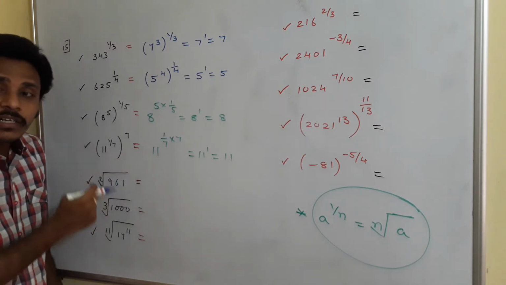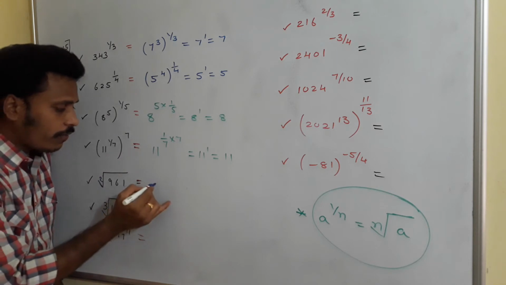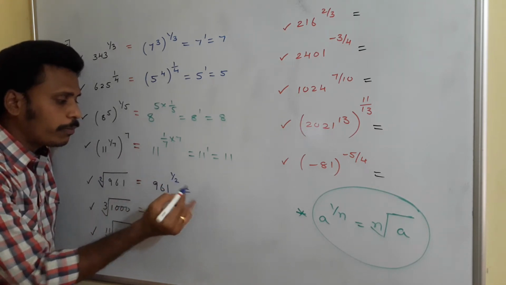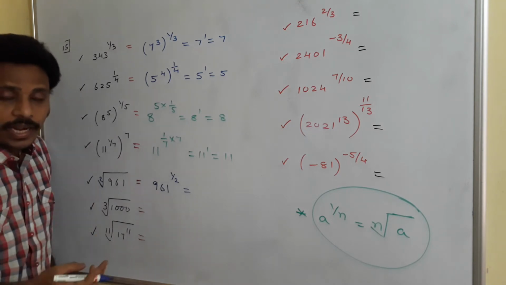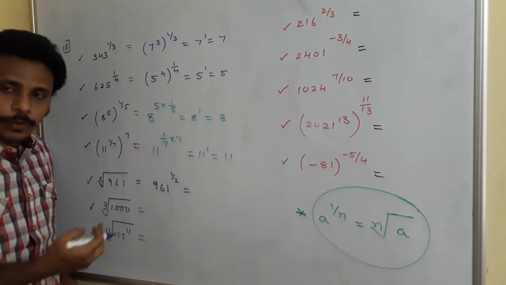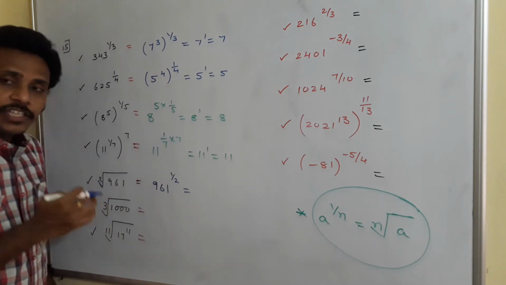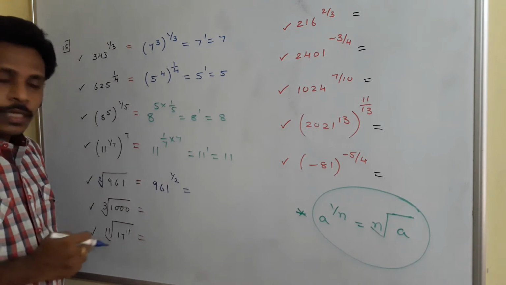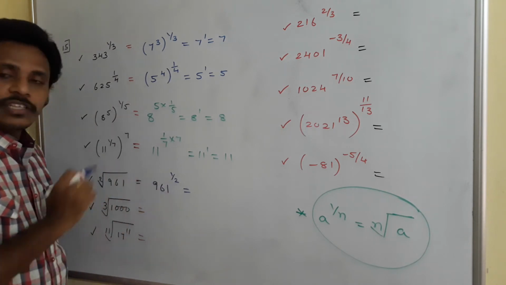When you convert it into the form of an exponent, I can rewrite it like this: 961 to the power 1 by 2. Since we are discussing exponents, try to convert everything into the form of exponents and answer. Okay? 961 to the power 1 by 2. Right? Now, power 1 by 2 and the base is 961.